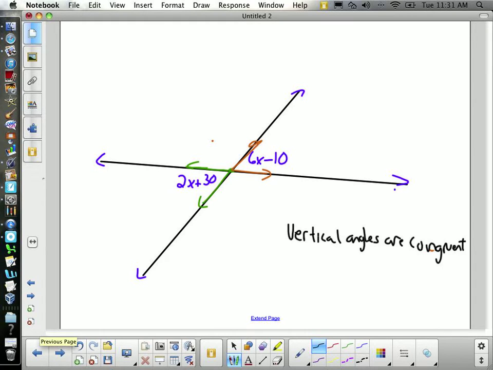Okay, there's my very important theorem that we needed to learn and one we will use frequently. So what does that mean algebraically? What do I do with these two? From an algebra standpoint now, how do I set up and solve this problem?